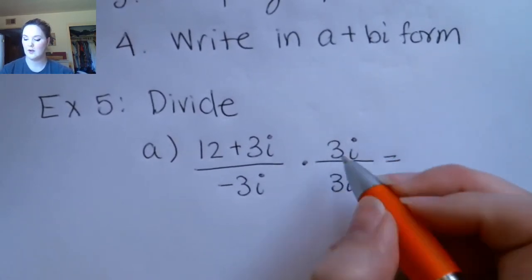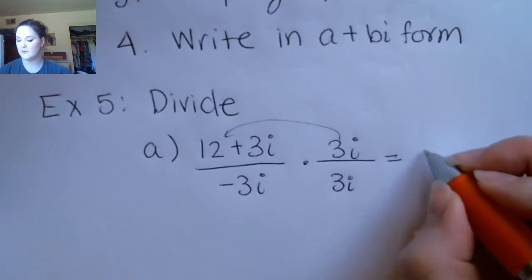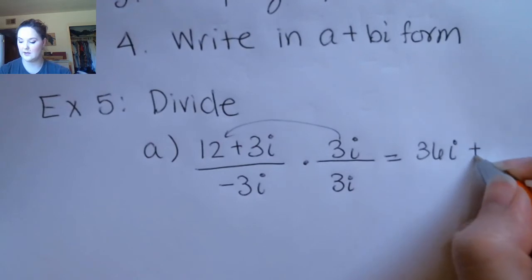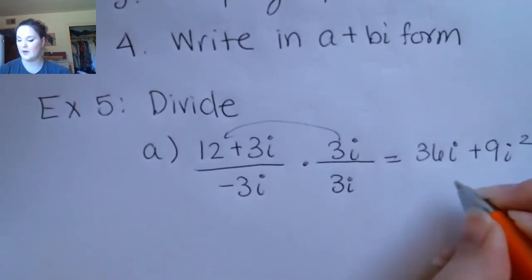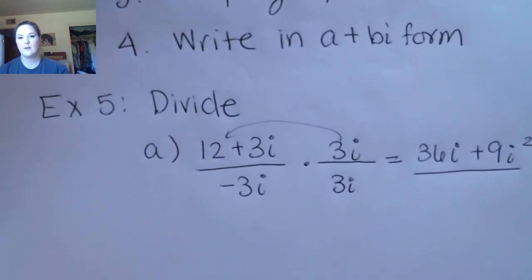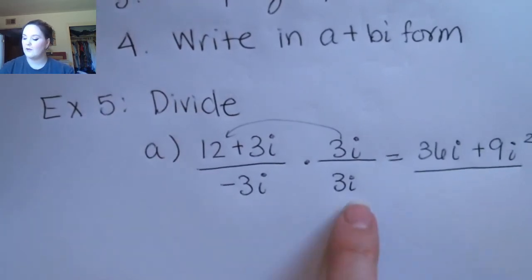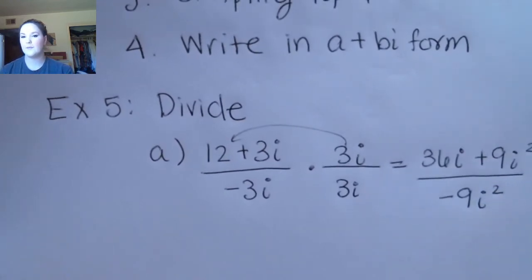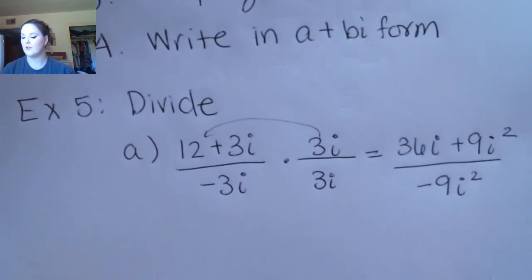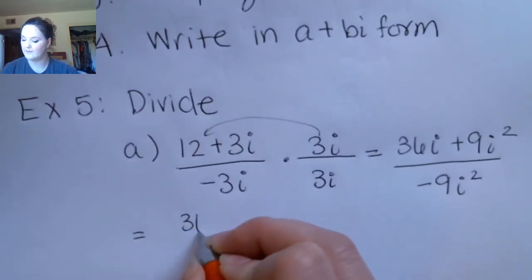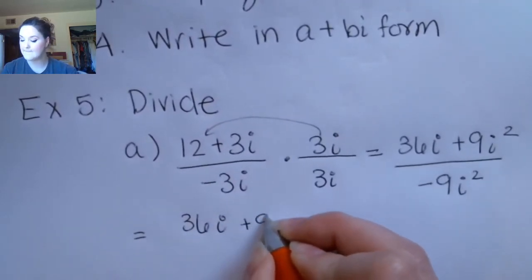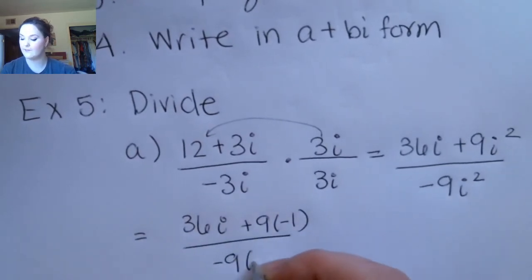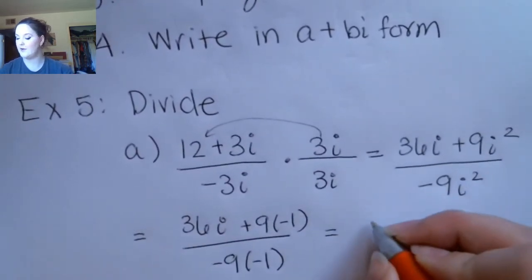Okay, so here we'll distribute. So 12 times 3i is 36i, and 3i times 3i is 9i squared. Now in the denominator, negative 3i times positive 3i is negative 9i squared. And we're going to trade out both of these i squareds for negative 1. And I'm going to finish simplifying that.